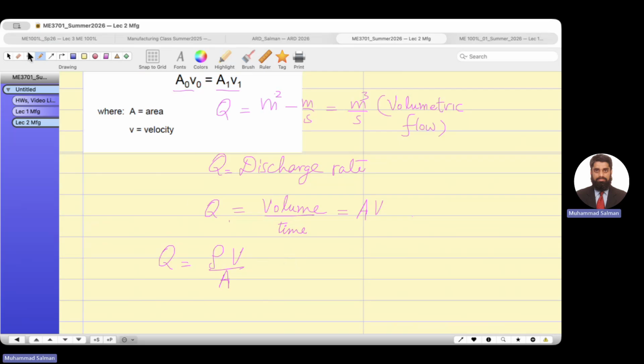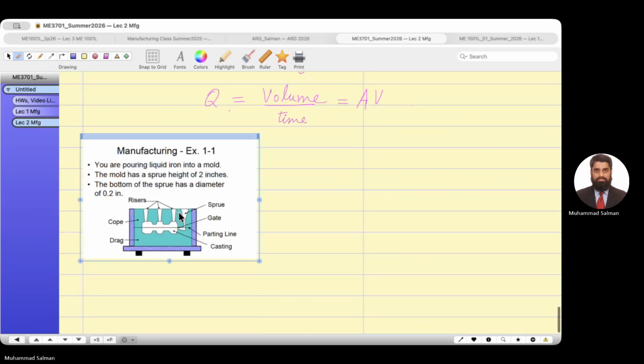Let me double check it. I will tell you later, but let's write it down. Okay, let's do one problem. Please draw the sketch of this sand casting mold. This is the sand mold.